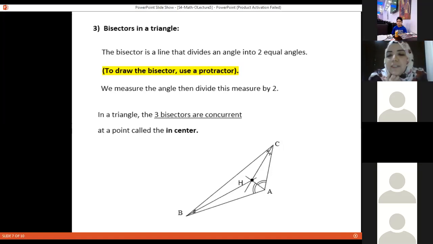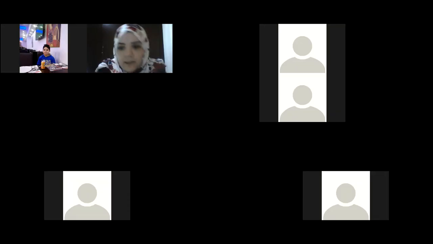Very good. Excellent. What did we learn also in the previous video? Find missing angles. Excellent, Razan. So how do we find a missing angle in a triangle? Excellent. So let us now open the homework to solve some exercises.